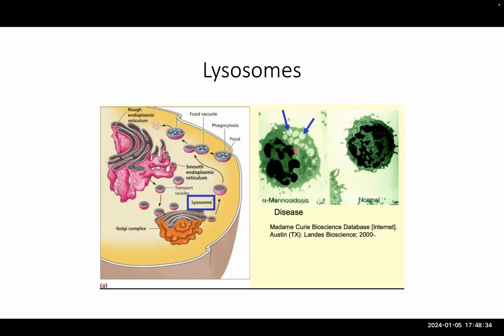These clear spots are just lysosomes. They are full and they don't know what to do. They're just full, and now they can't get rid of the waste or whatever they're containing because the right enzyme isn't available to break stuff down.